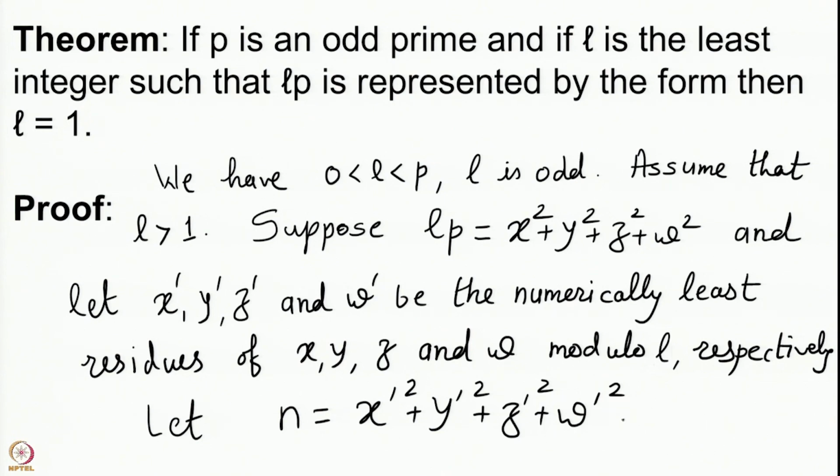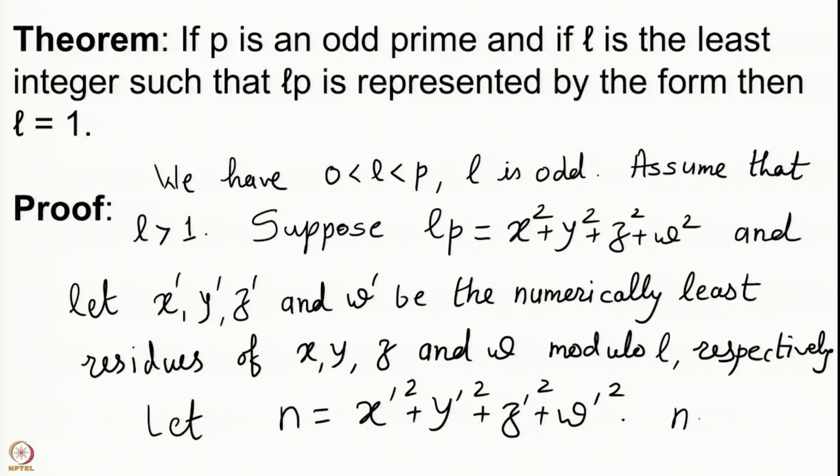Now x is congruent to x prime, y is congruent to y prime, z is congruent to z prime and w is congruent to w prime modulo L. So as far as you are looking at the congruence modulo L, x prime is x, y prime is y, z prime is z and w prime is w. And so their squares will also be congruent and then the sums of the squares will also be congruent. So modulo L, n is congruent to the earlier sum which is L times P, and therefore n is congruent to 0 mod L.